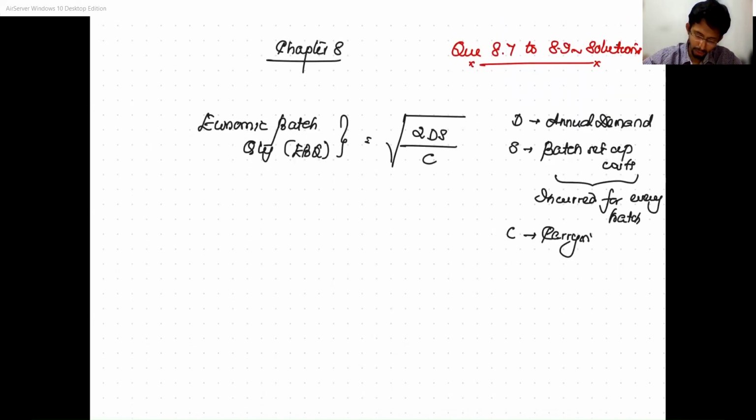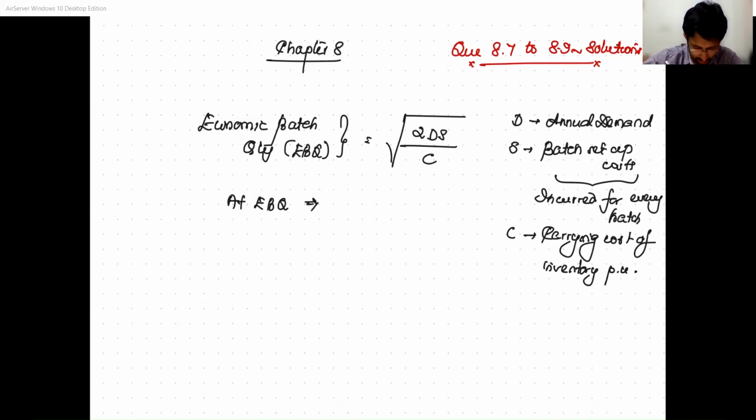So C is the carrying cost of inventory per unit.